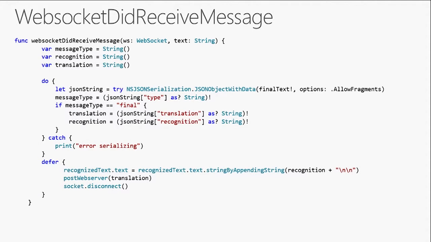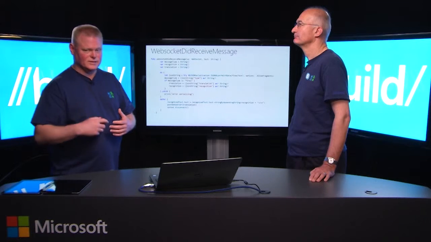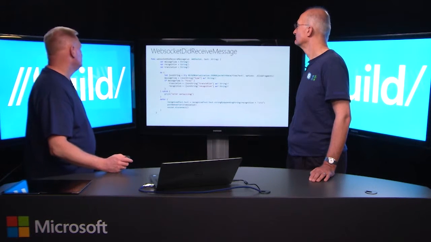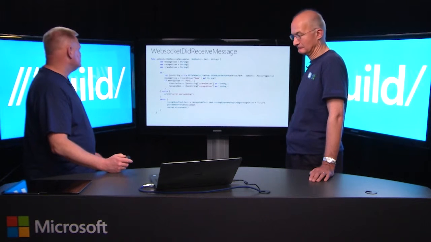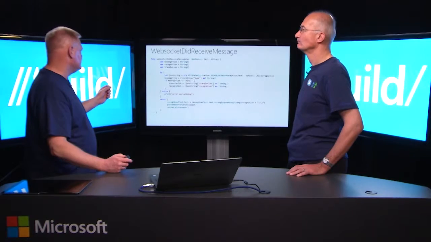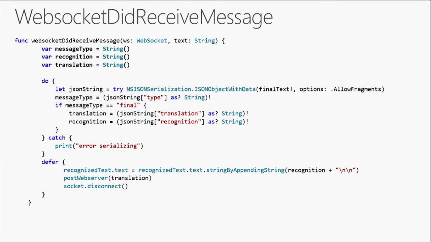Now that we're sending data, we also want to process the data that's coming back at the same time we're sending it, because it is a WebSocket. We're interested in 3 pieces of data: the message type, the recognition, and the translation. There's a lot of other data that comes back from the service, but right now we're just interested in these 3. So we want to deserialize the JSON that comes back in the message, and then extract the message type to find out if it's a final or a partial.